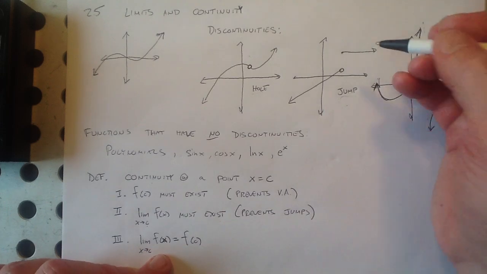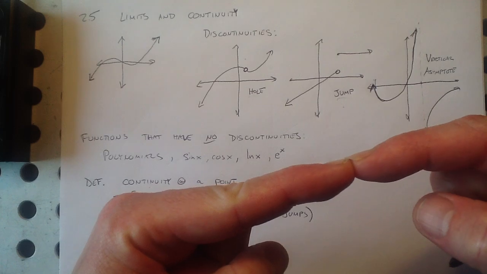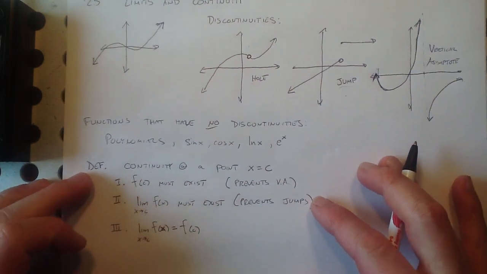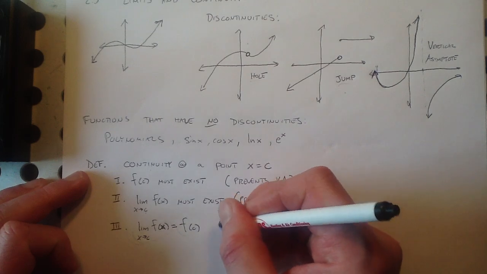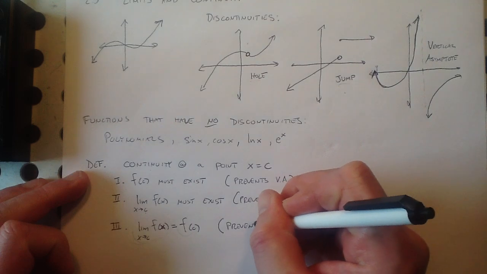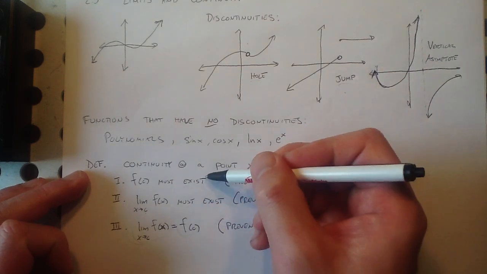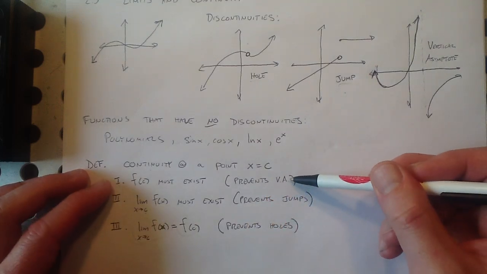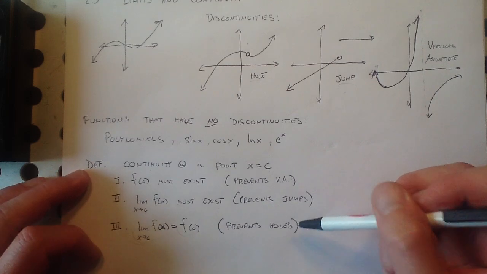And then last, by forcing the two things to come together and making sure that there's a point, if we make sure that the point is actually in the hole, right? This is the place where there could be a hole, then we're plugging that hole and we're preventing that kind of discontinuity. So, in order, our three conditions prevent vertical asymptotes, jumps, and holes in functions.